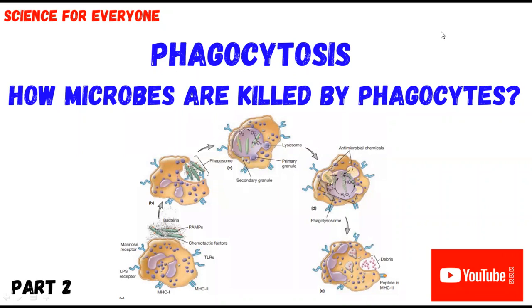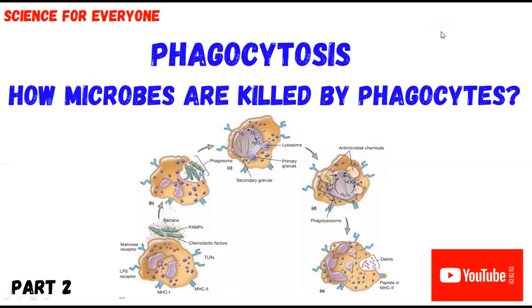Today the topic is related to immunology, and the title of my lecture is phagocytosis and how microorganisms are killed by the phagocytes. In the previous video lecture, I discussed how the phagocytosis process begins and how the microorganisms interact with the immune cells. If you haven't watched that video, first watch it, because these two videos are linked to each other.